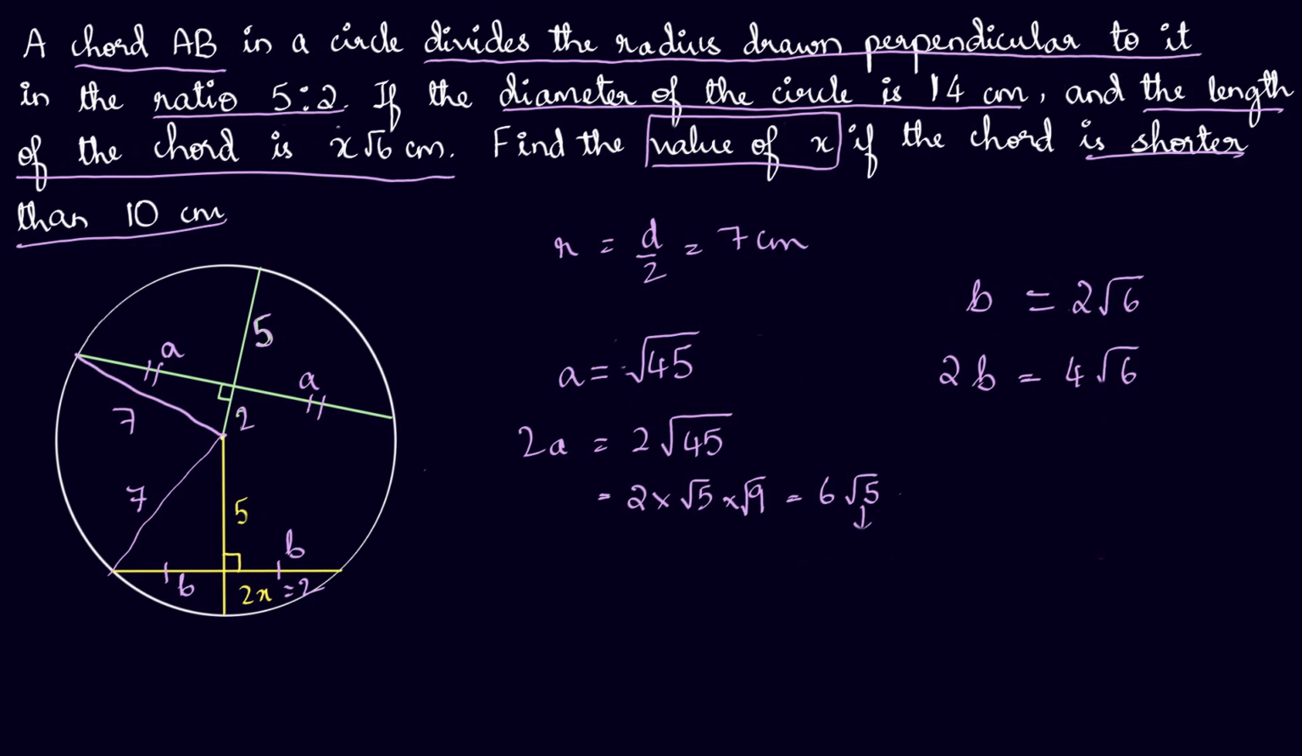Now the length of the chord is x root 6. So x root 6 is 4 root 6, and we can cancel out the root 6 from both sides to say that x is 4. Now that is the answer to this question.